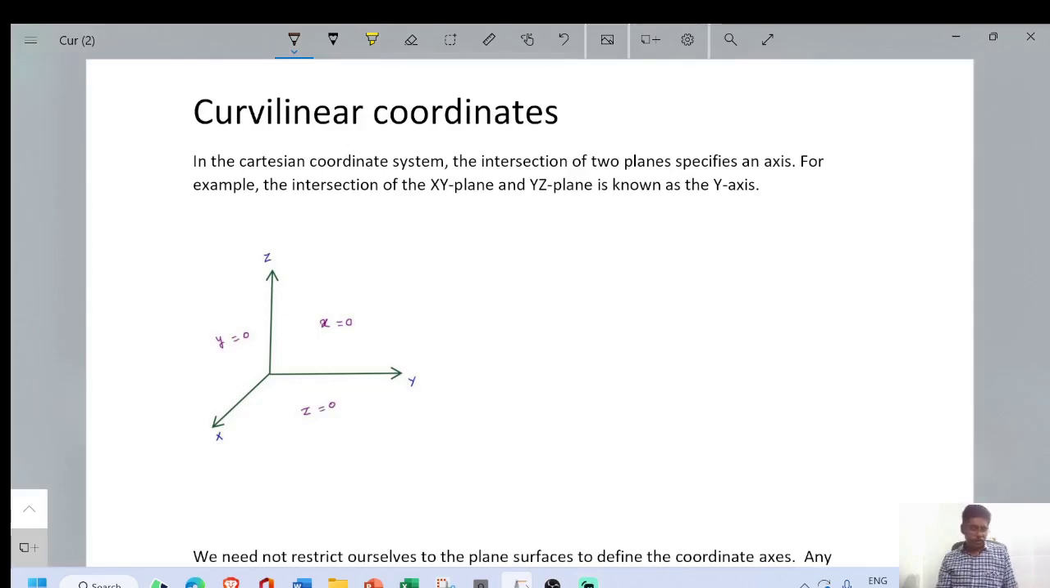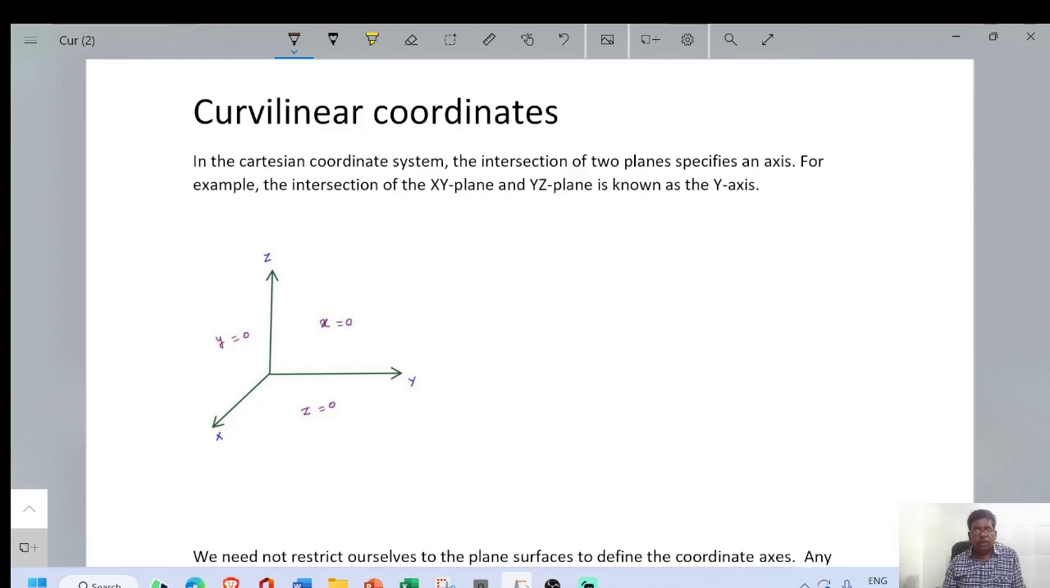In the present discussion, we have to talk about curvilinear coordinates. For that, we should be familiar with the Cartesian coordinates first. In Cartesian coordinate system, we are using x, y and z axis. If you want to specify an axis, we should know the intersection of two planes.